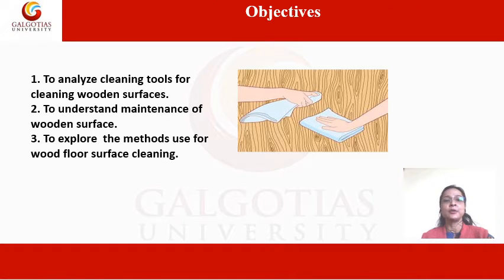So here we come with the objective part. In the objective part, the first one is to analyze the cleaning tools for the cleaning of the wooden surfaces. Second would be to understand the maintenance of the wooden surfaces, and third would be to explore the methods used for the wooden floor surfaces.